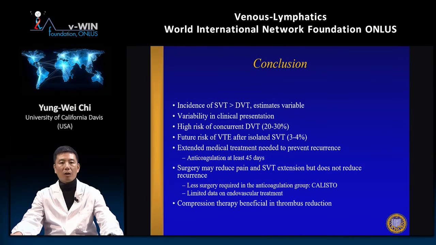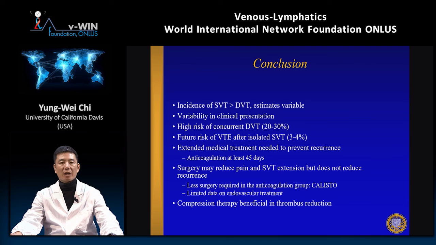In conclusion, I hope I have conveyed the following points. Incidence of SVT is greater than DVT. There is variability in clinical presentation. Lower extremity superficial venous thrombosis is associated with a high risk of concurrent deep venous thrombosis. Future risk of venous thromboembolism after an isolated SVT event is not negligible, and extended medical treatment may be needed to prevent recurrence. Based on evidence, anticoagulation is appropriate for at least 45 days.